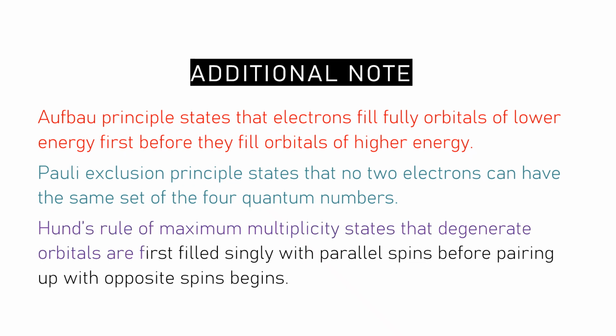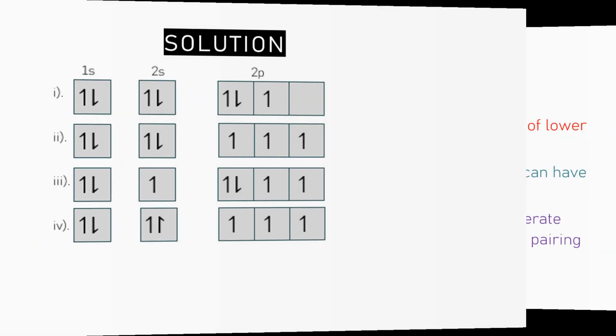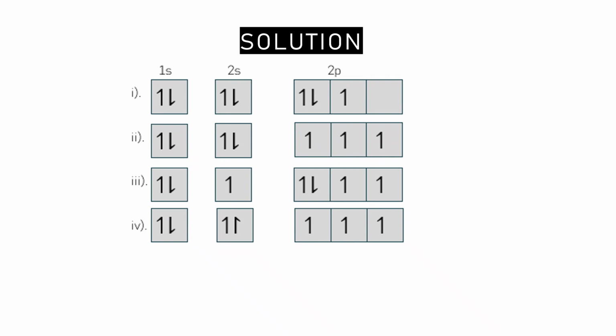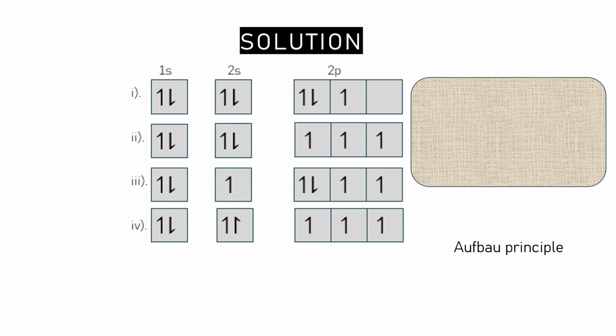Hund's rule of maximum multiplicity states that degenerate orbitals are first filled singly with parallel spins before pairing up with opposite spins begins. So now we know these three. Anytime we see any of them, we can use these three to identify whether orbitals are filled correctly or wrongly. Let's solve it. Let's make some observations. We are going to mark them one by one.